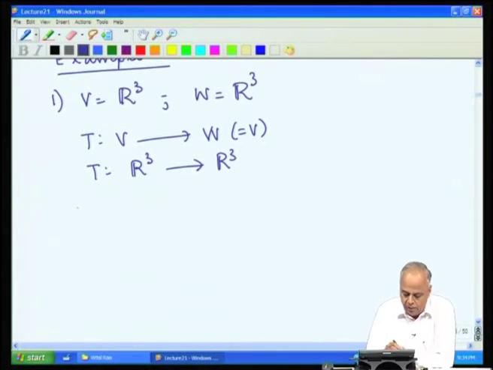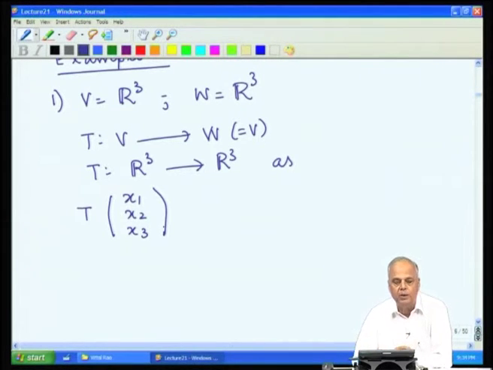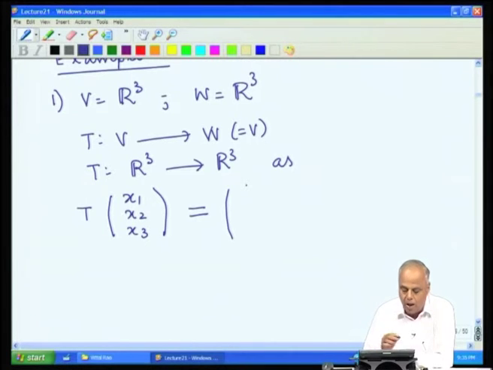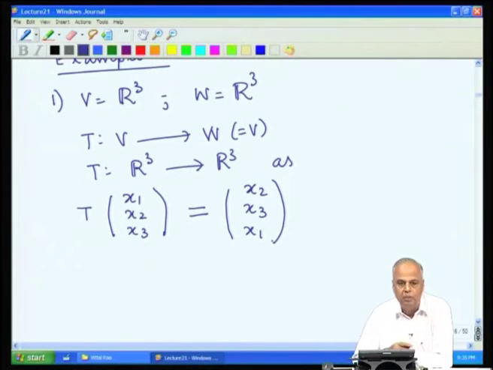We now define this T as follows. Any vector in R^3 is of the form x1, x2, x3. So, it takes the vector x1, x2, x3 to another vector in R^3, the new vector x2, x3, x1. So, it is sort of a permutation of the coordinates of the vector x.